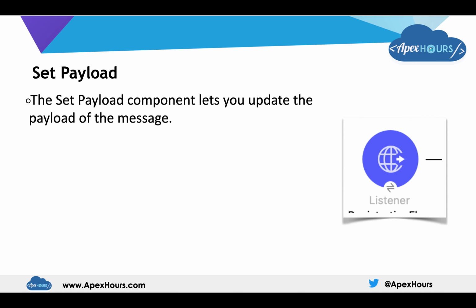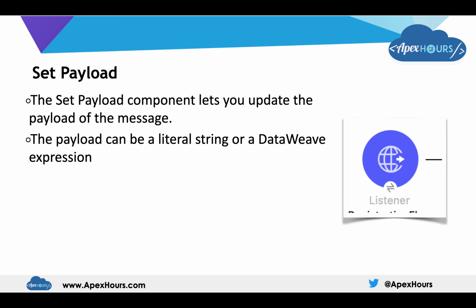The set payload component lets you update the payload of the message. Payload, I told you, right, is part of the Mule event. The Mule event has message plus error, message plus variables plus error information. Again, the Mule message is nothing but it consists of payload and attributes. So the set payload component lets you update the payload of the message. I told you payload can be overwritten, right? So that is the purpose it will serve. The payload can be a literal string or any DataWeave expression. I will show you what a DataWeave expression is in our hands-on part.